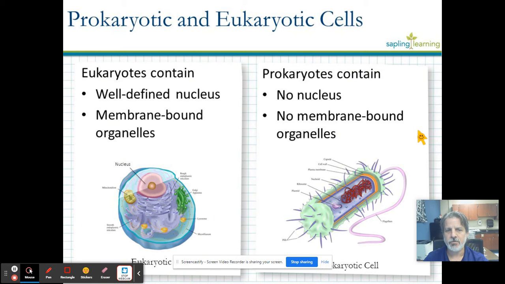Prokaryotes and eukaryotes, the two main things we want you to remember. Eukaryotes have a nucleus. Prokaryotes don't. Eukaryotes have membrane-bound organelles, meaning all their little organs or all their little parts have membranes around them, and the prokaryote does not have organs with membranes around them.